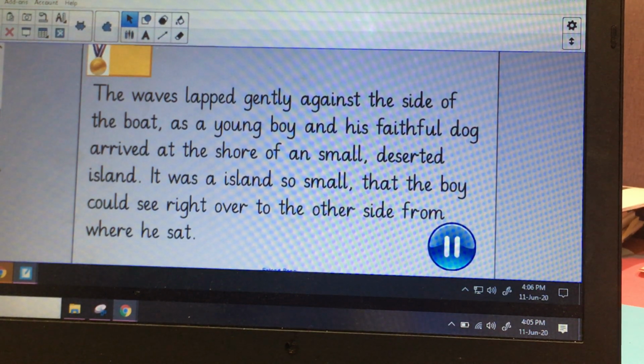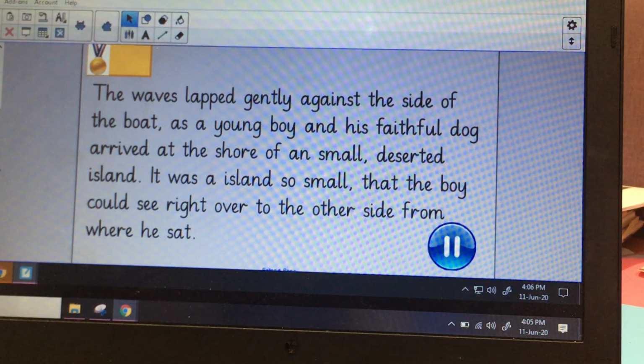The waves lapped gently against the side of the boat as a young boy and his faithful dog arrived at the shore of an small deserted island. It was an island so small that the boy could see right over to the other side from where he sat. Okay, it sounds a bit funny reading those, so you can hopefully spot those mistakes.